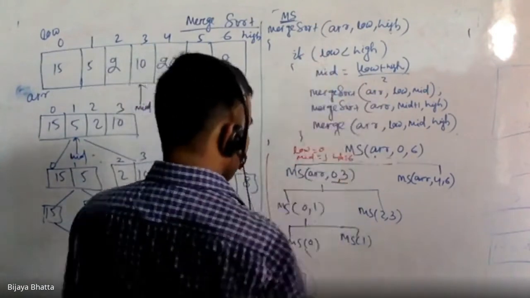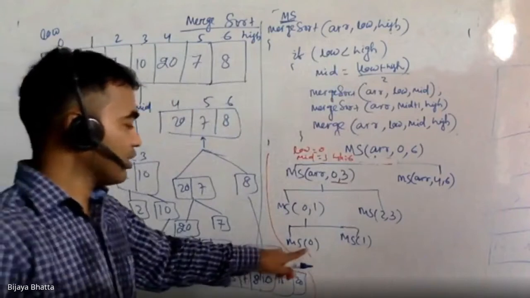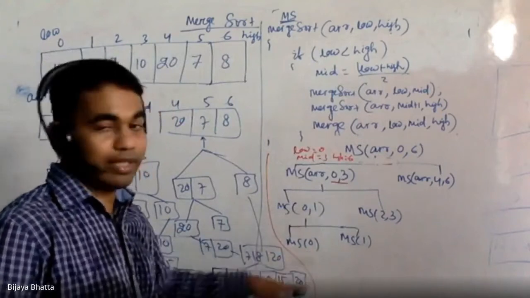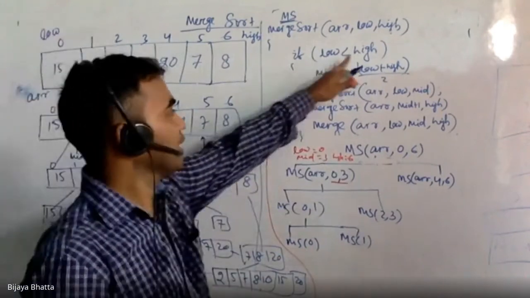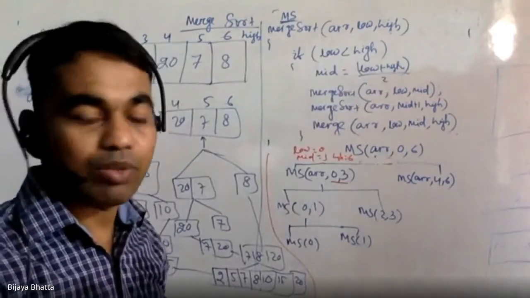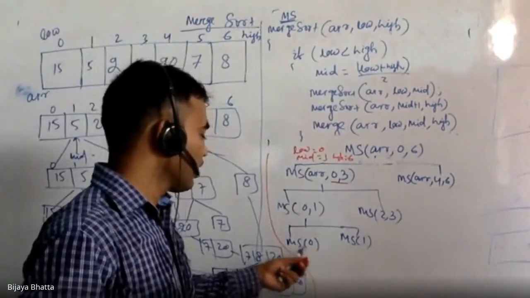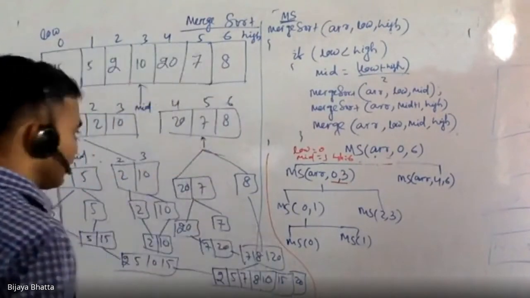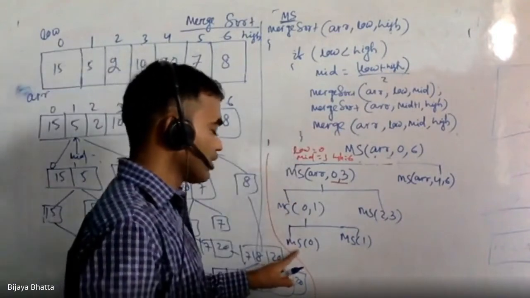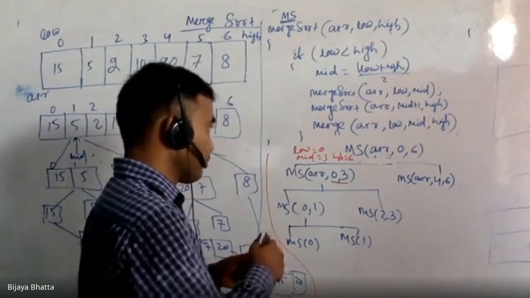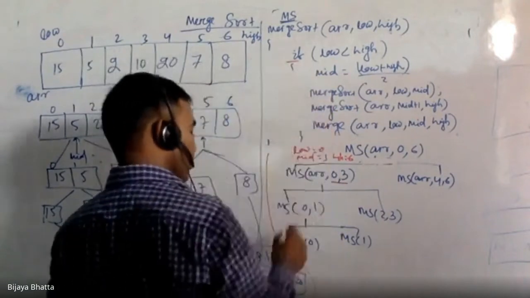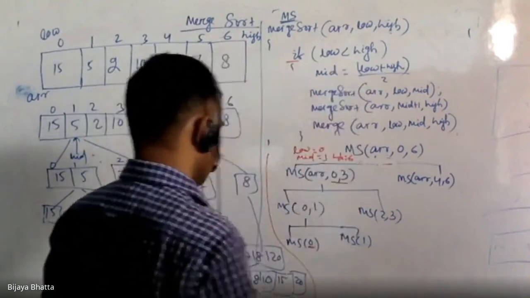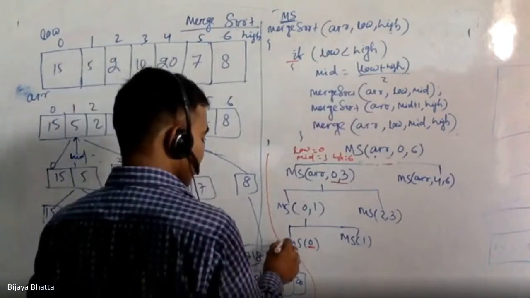If you see the call on merge sort 0, whenever there is only one element, low and high are both the same. Only one element is remaining, so low and high are the same element, and it will return. The condition will not be satisfied because we have only a single element, so it will automatically start returning from here.